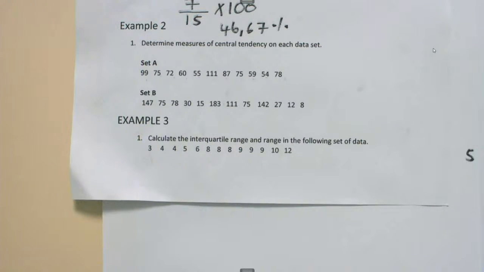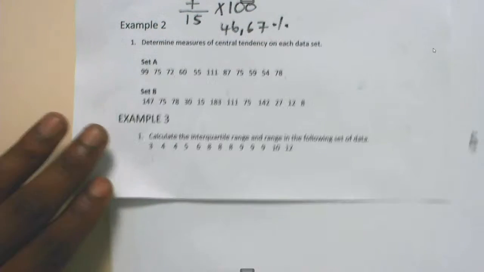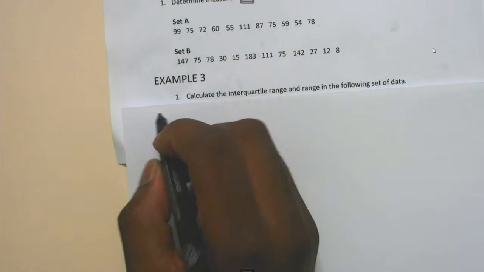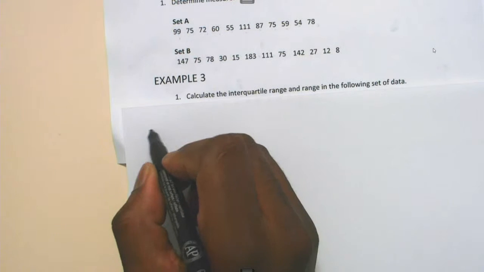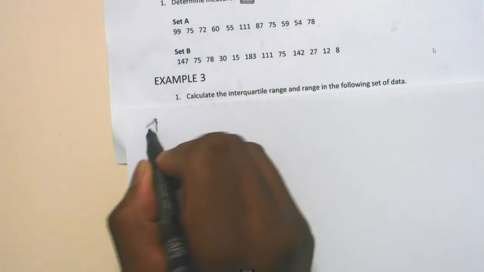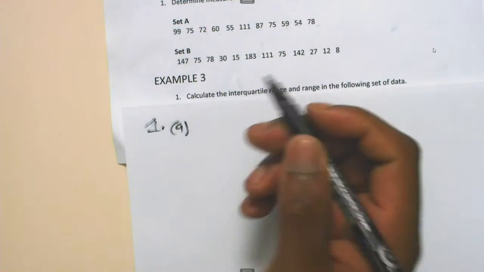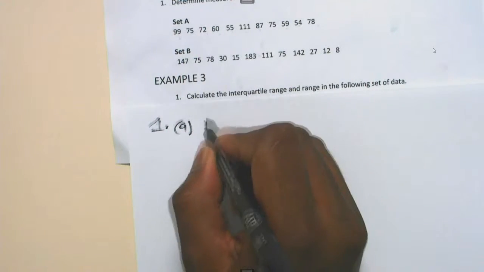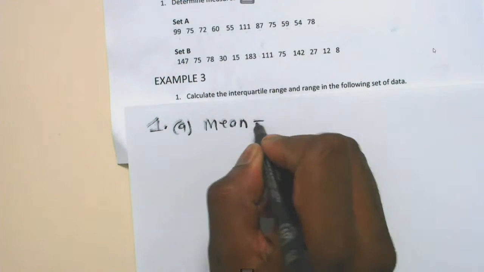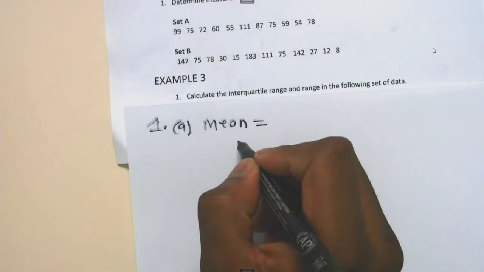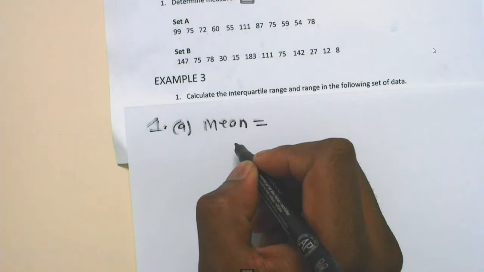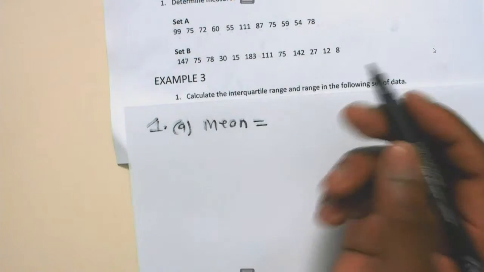Can we start by calculating mean in set A? I said mean is the sum of all the data values divided by the number of values. So the first thing we do, number 1, A, is the mean. How do we calculate mean? We add all the values, and then divide the sum of all the values in the data set by the number of values in the data set.